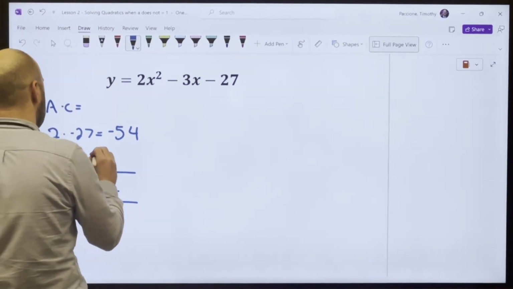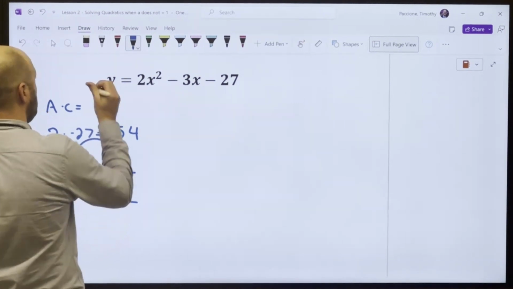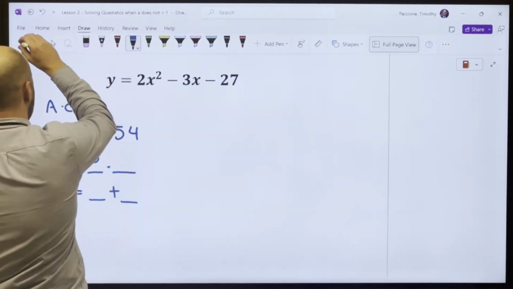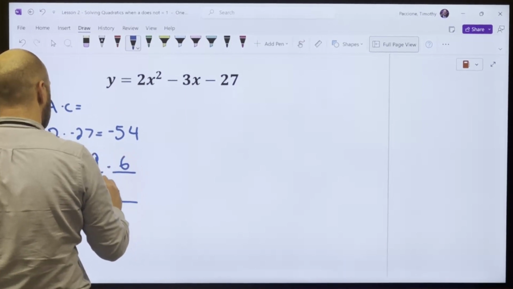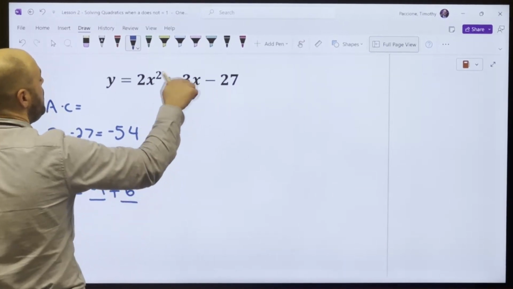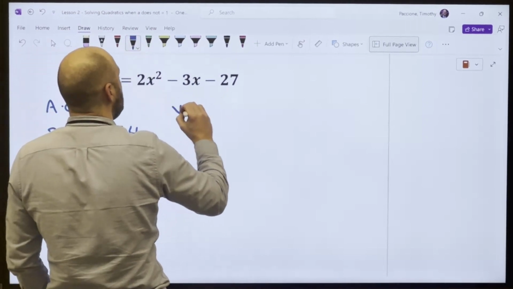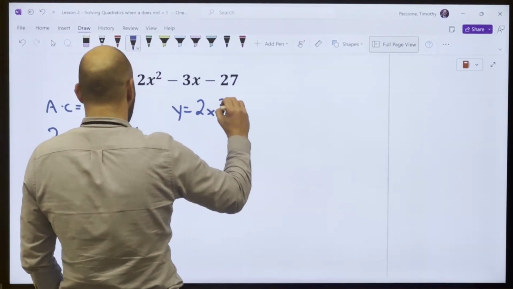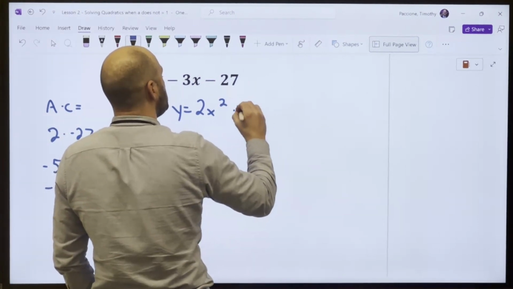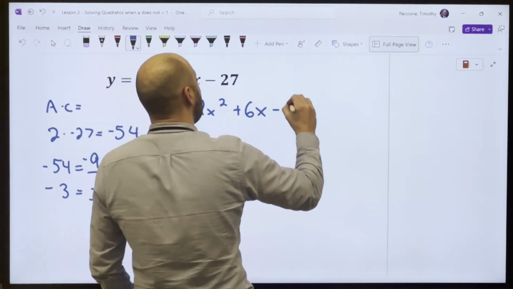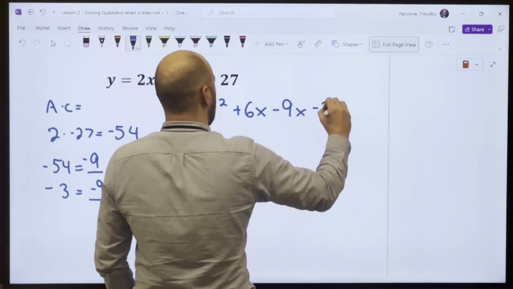That would be 9, sorry, whoa. That would be -9 and 6. That works for both situations. I pull apart the middle. So I say y equals 2x squared. And then I would have minus 9x. Well, actually, I'm going to do the plus 6 first, and you'll see why. Plus 6x minus 9x minus 27.